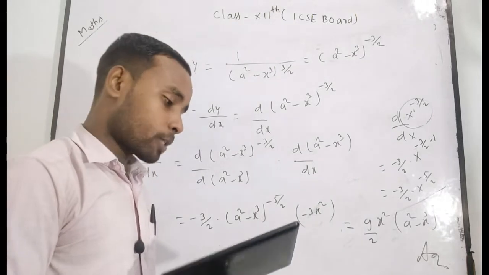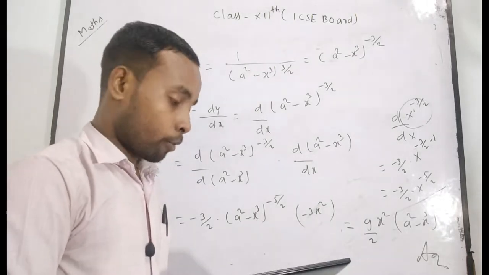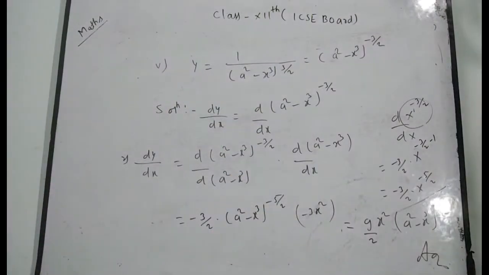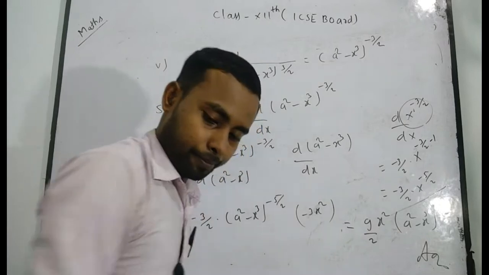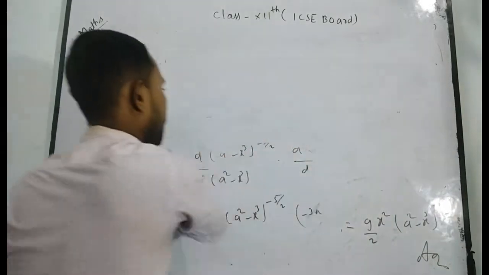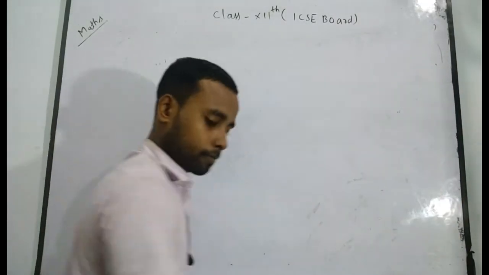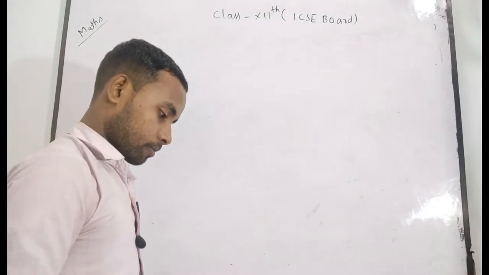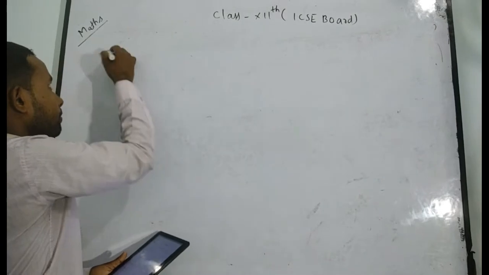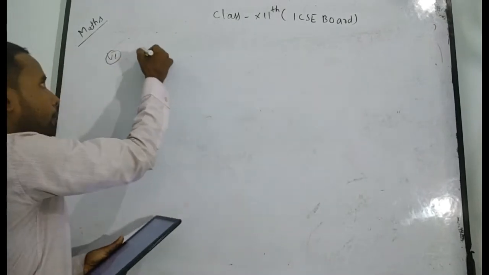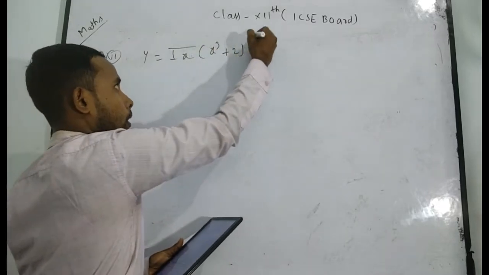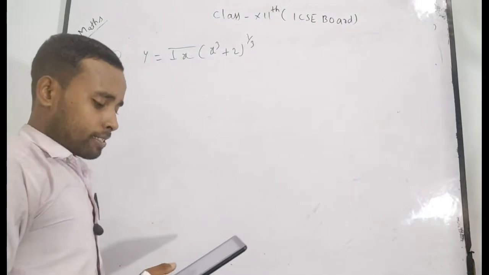Again I want to take next problem for you, which will be problem 6 for you. See next problem for you. Problem 6. Here it is given that suppose that y is equal to root under x into x cube plus 2 whole to the power 1 by 3. This is your next problem 6.